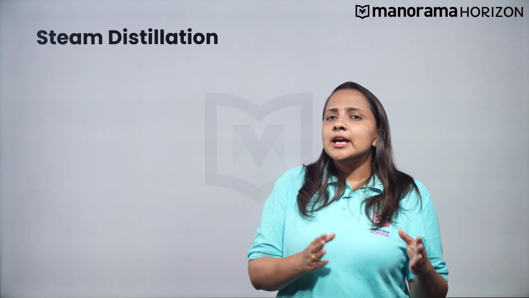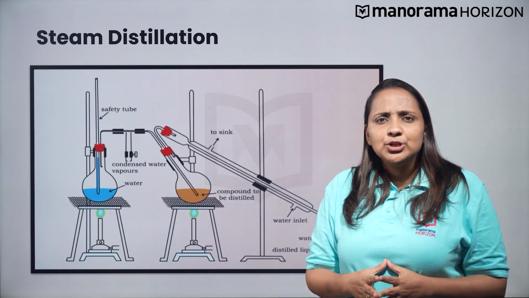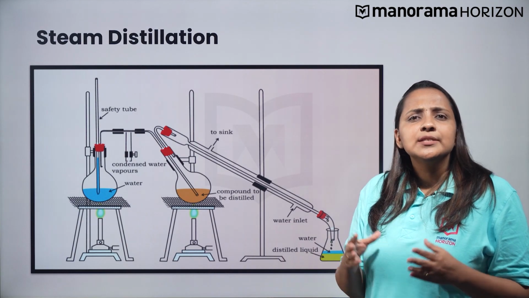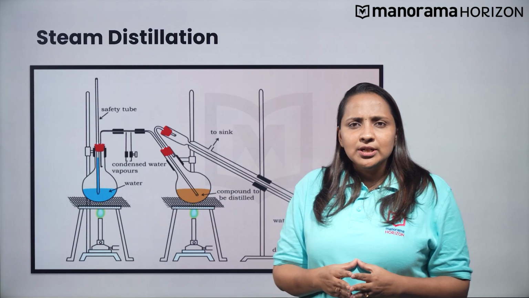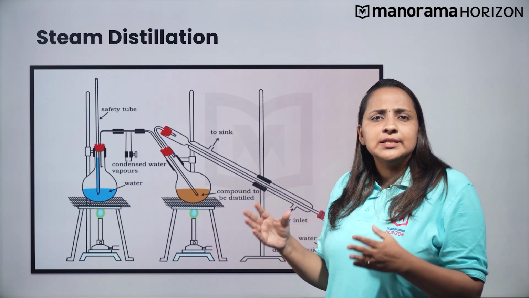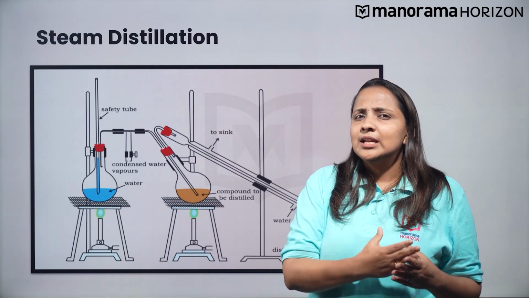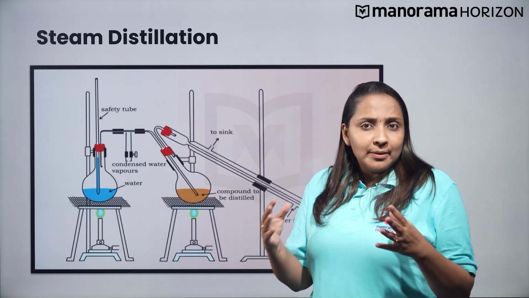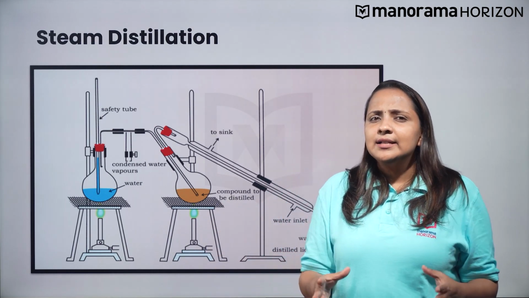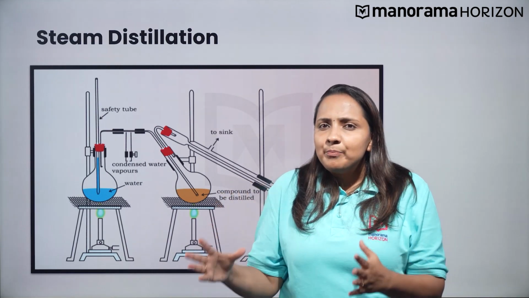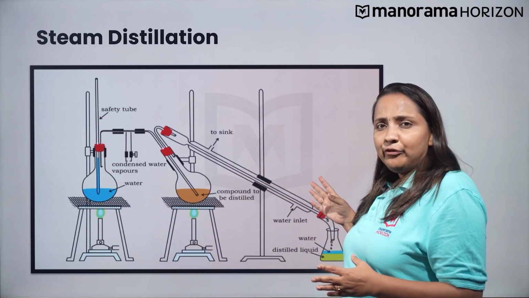There is another type of distillation known as steam distillation. This technique is applied to separate substances which are steam volatile and are immiscible with water. In steam distillation, steam from a steam generator is passed through a heated flask containing the liquid to be distilled. The mixture of steam and the volatile organic compound is condensed and collected. The compound is later separated from water using a separating funnel.